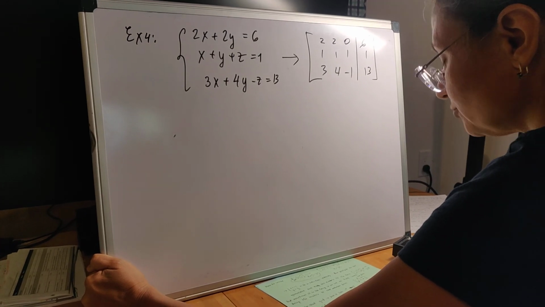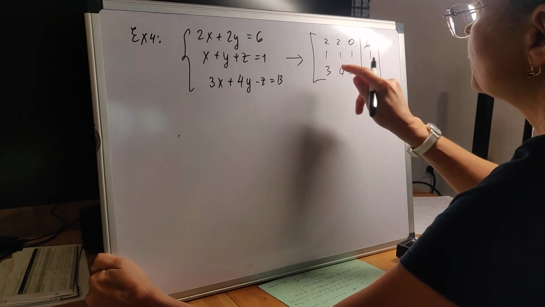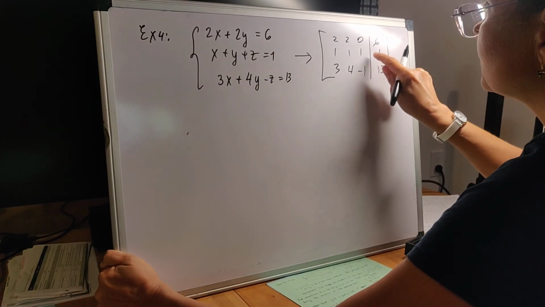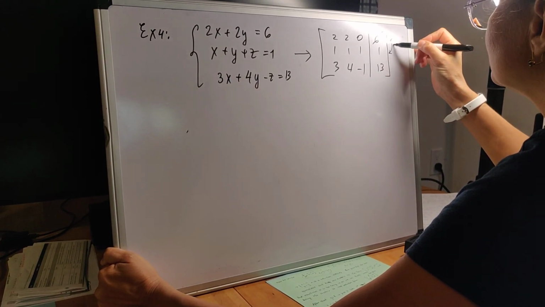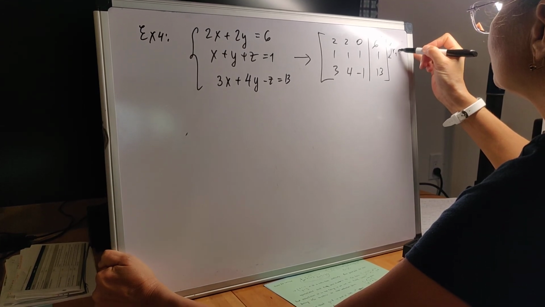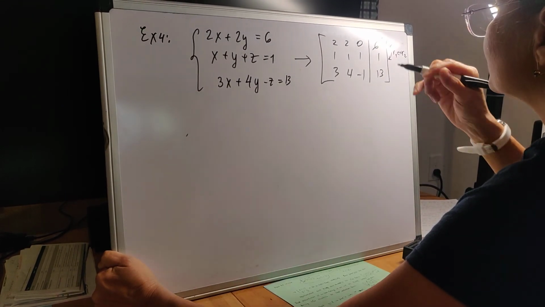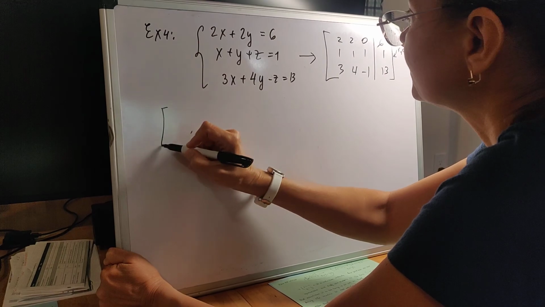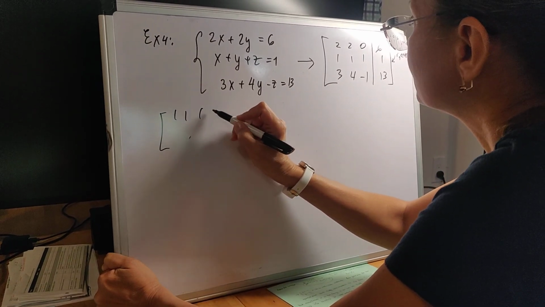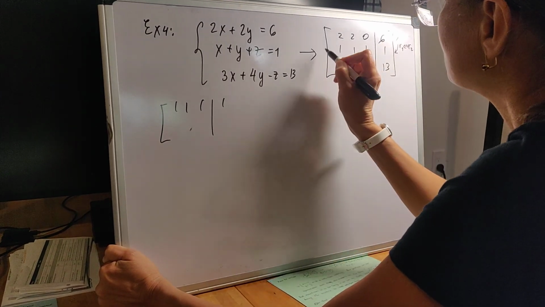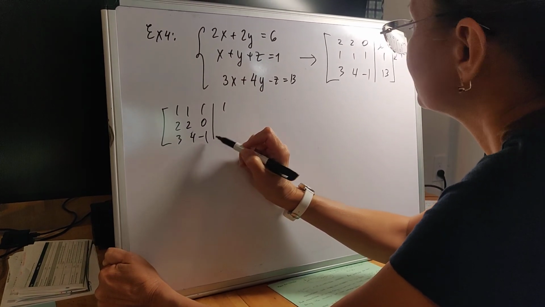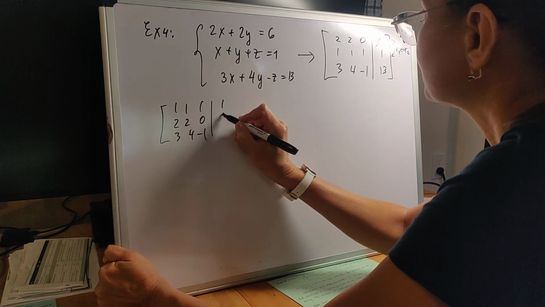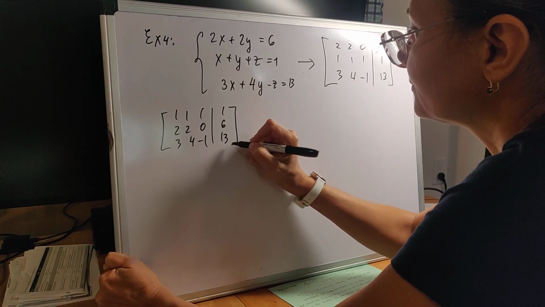So what I'm going to start with, I'm going to put my row, which consists of ones, on the top. You will see why I'm doing this, but not right now. So I'm going to do an interchange of row number 1 and row number 2. So my first row, 1, 1, 1. I have to take the whole row, and then 2, 2, 0, 3, 4, negative 1, and that's a 6, and that's 13.